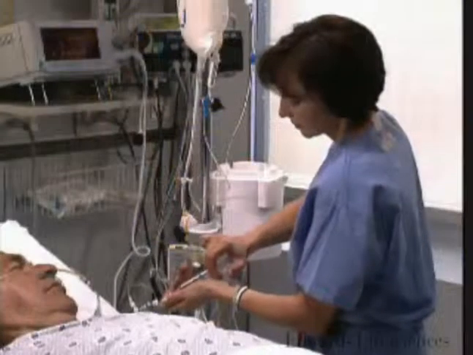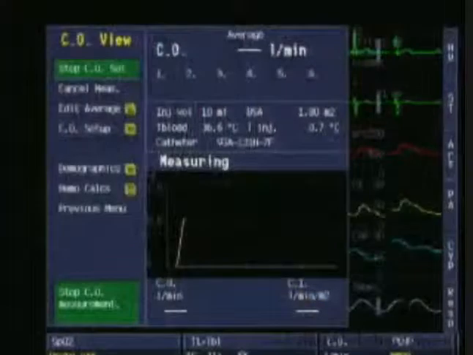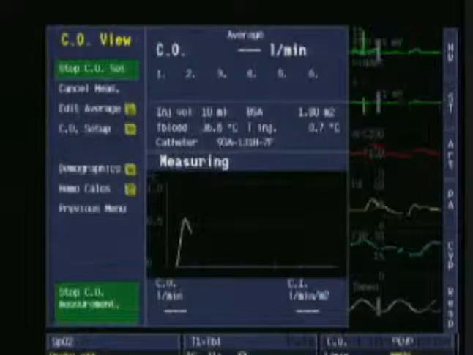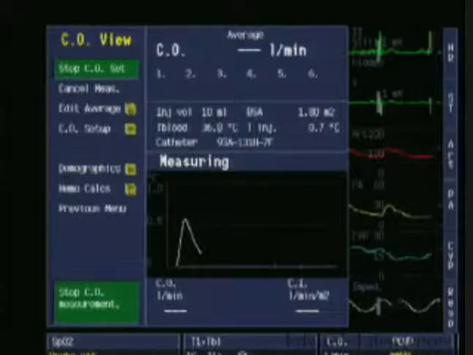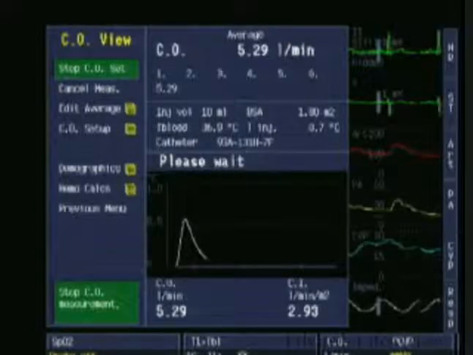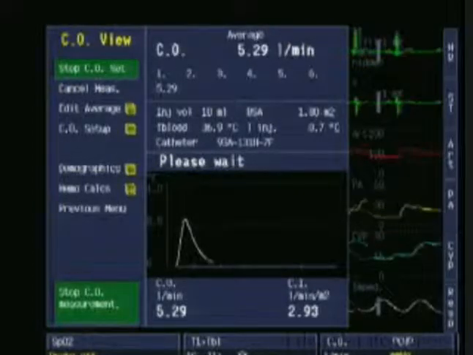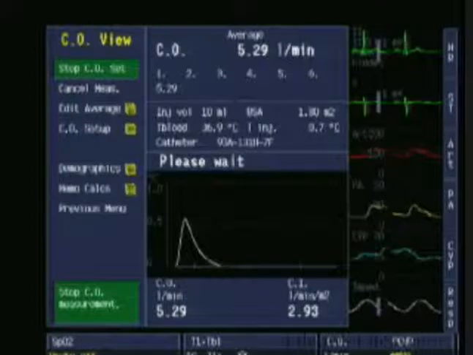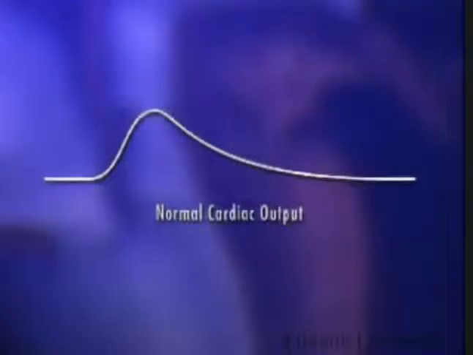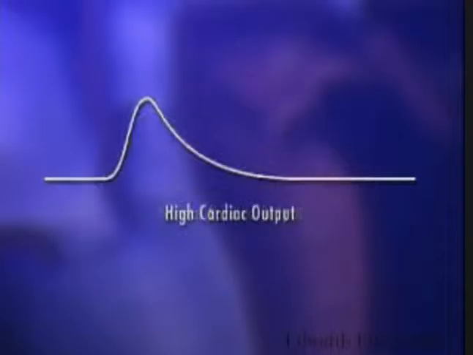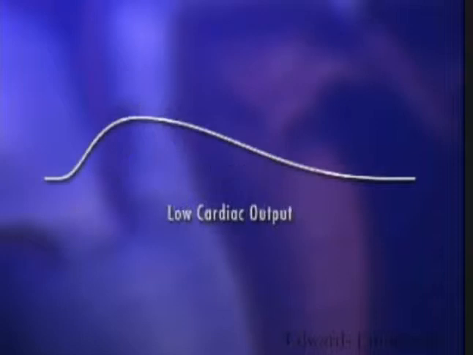Characteristics of a valid cardiac output curve include fast, smooth upstroke, representing rapidity of injection, 10 cc's in 4 seconds. Smooth downstroke, representing passage of injectate past the thermistor. The curve should start and end on the baseline. The area under the curve is inversely proportional to the cardiac output value. A high cardiac output is displayed as a brief curve, while a low cardiac output appears as a long curve.